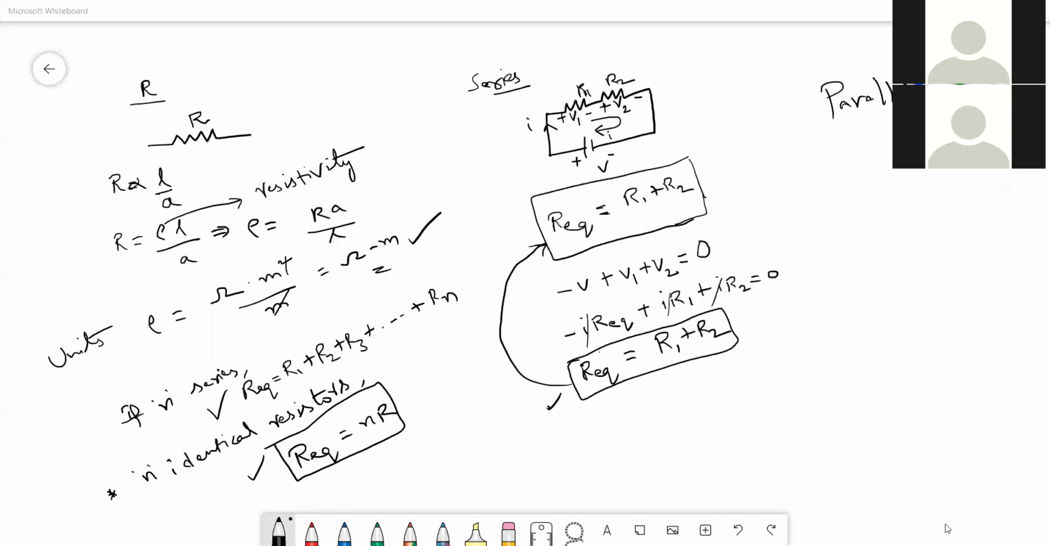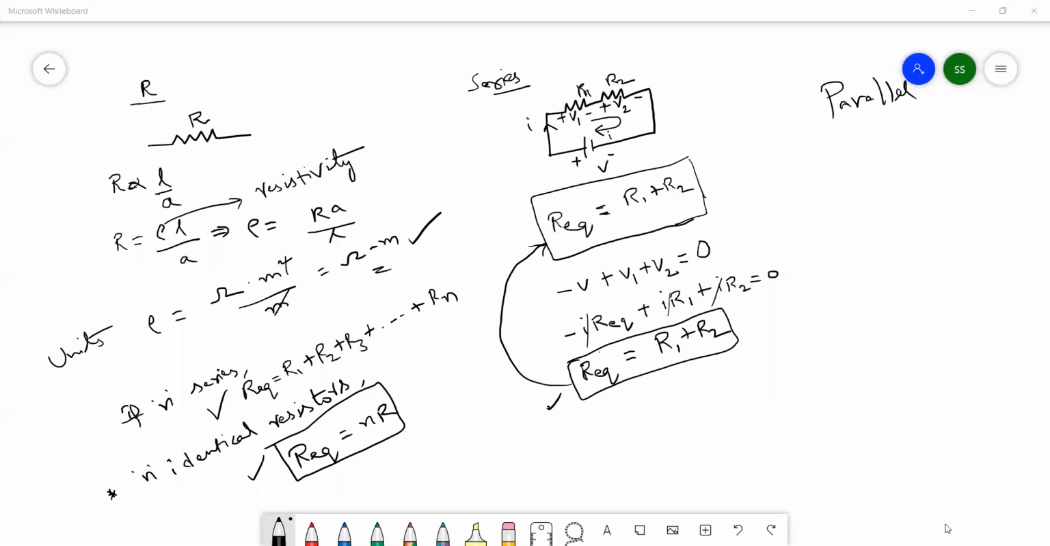Anyone, if anyone switched on video, you can turn it off.